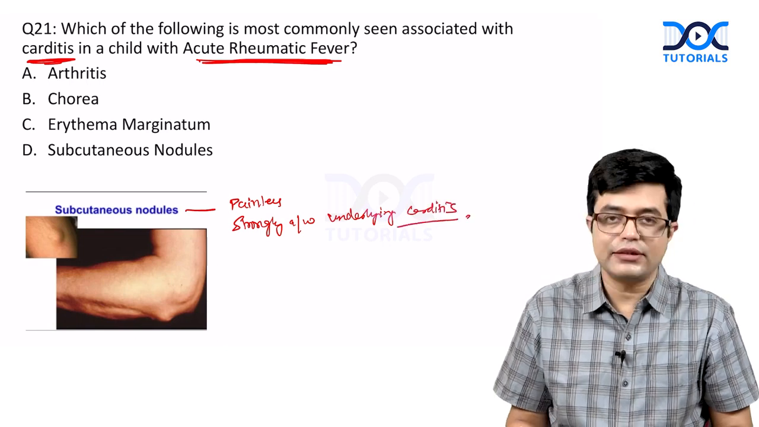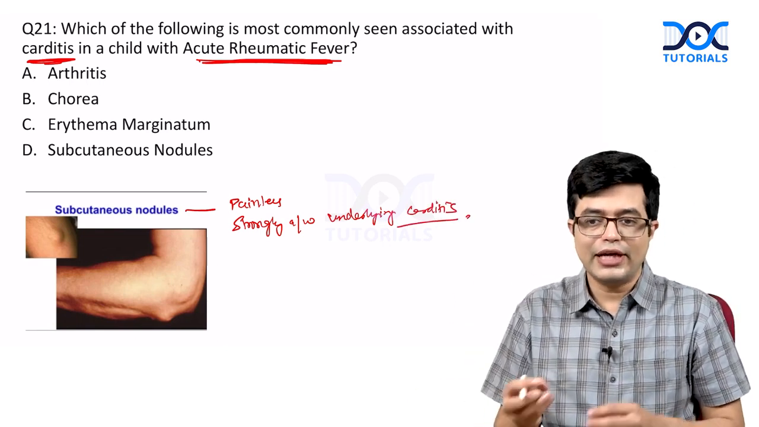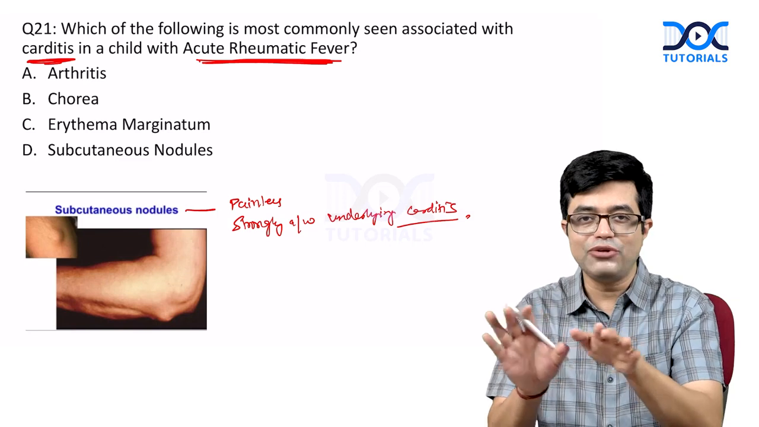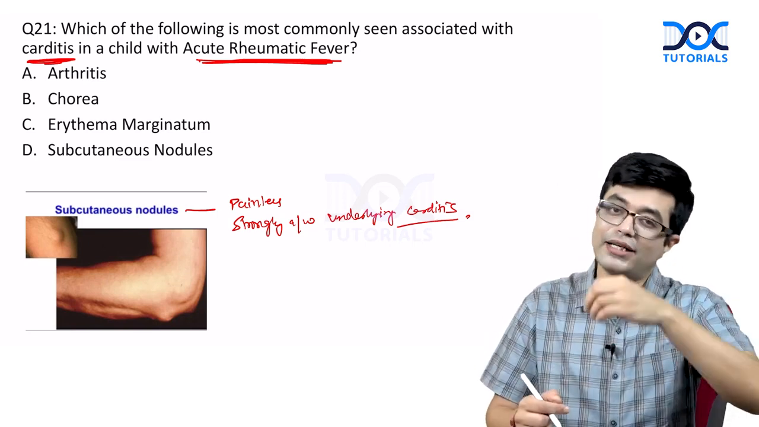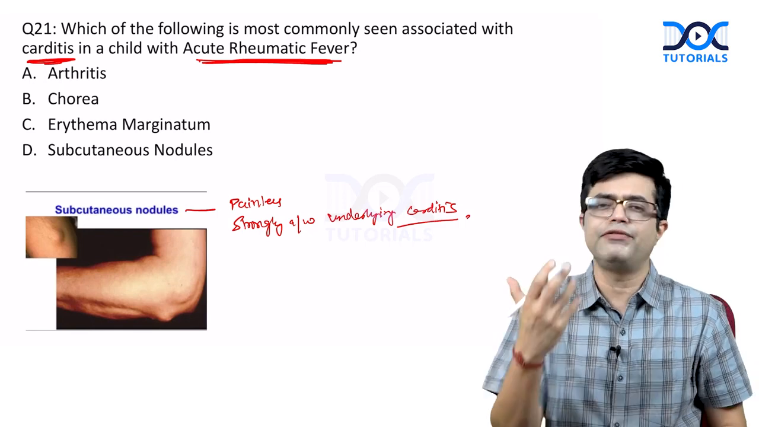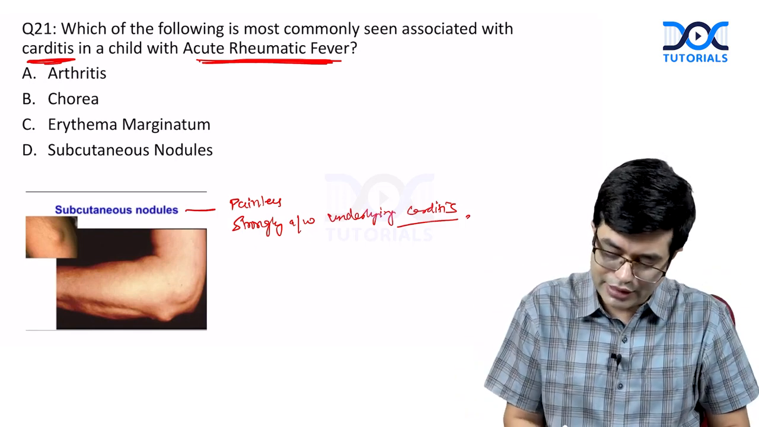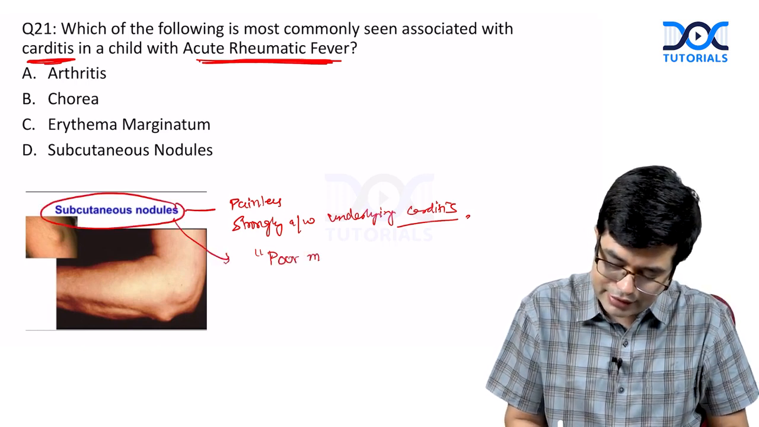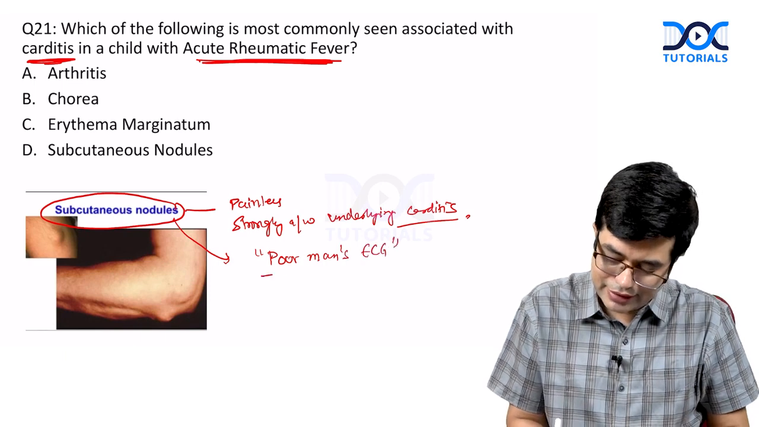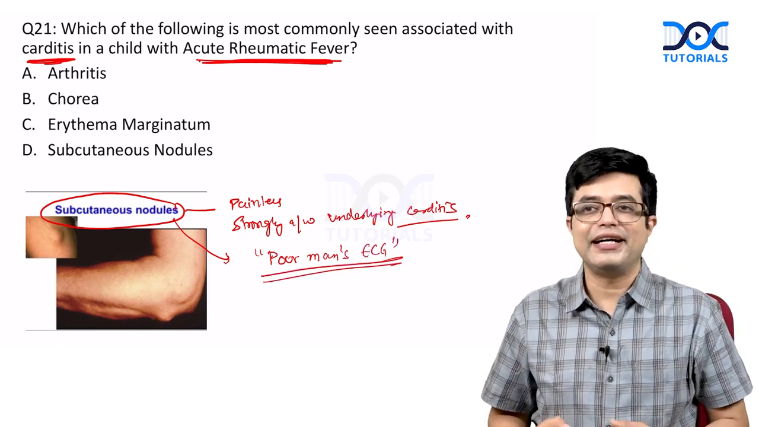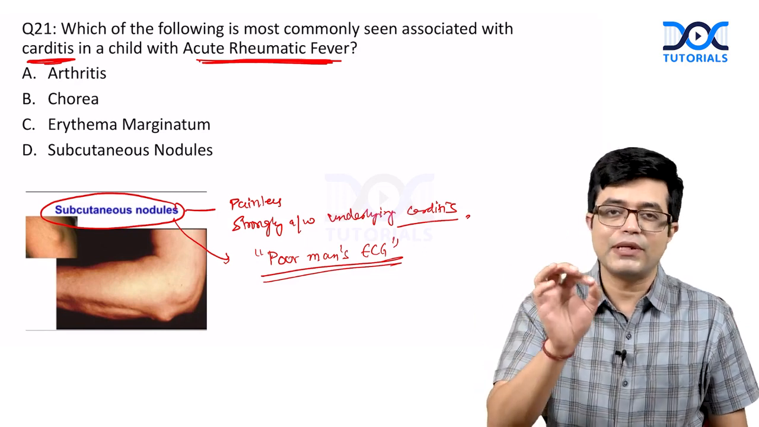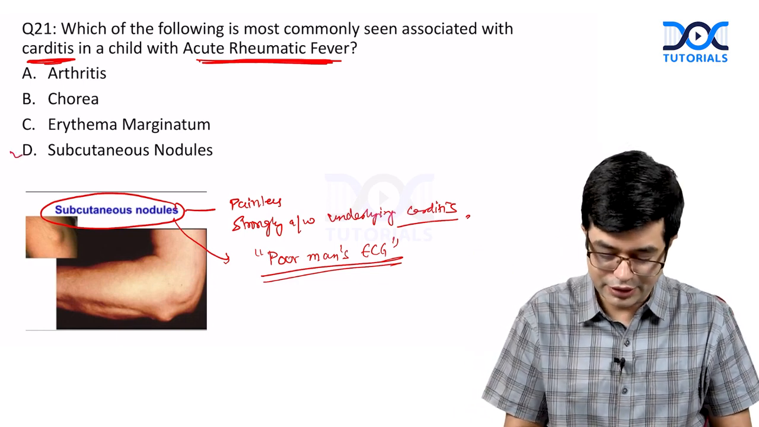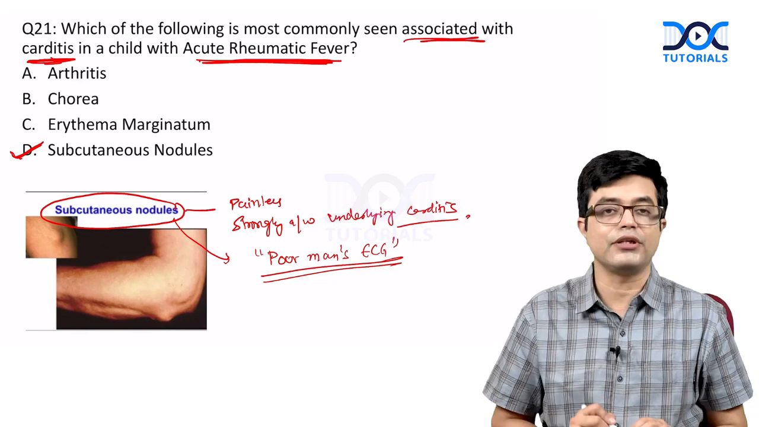In older times, ECG was not available at most places. So any child who would have a subcutaneous nodule in rheumatic fever, we will assume that we don't need to check for prolonged PR interval or ECG. The child is having for sure some cardiac involvement even if the features are not present, even if it is asymptomatic. So subcutaneous nodules were earlier known as poor man's ECG. What is poor man's ECG? It basically means that if ECG is not available, presence of subcutaneous nodule indicates cardiac involvement in the patient. Understood? So the answer here is subcutaneous nodule, strongly associated with carditis in the patient.